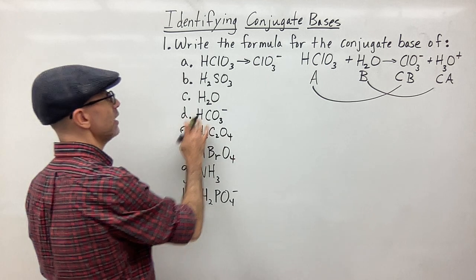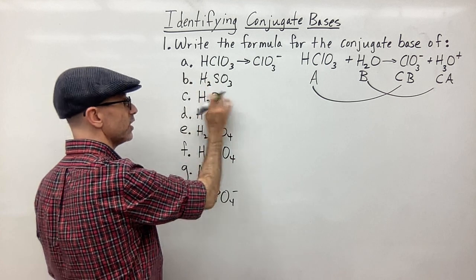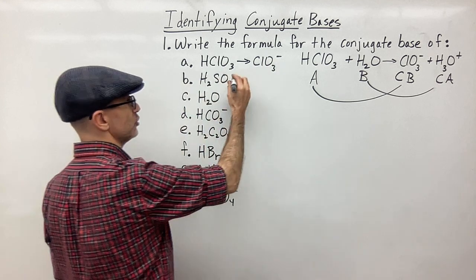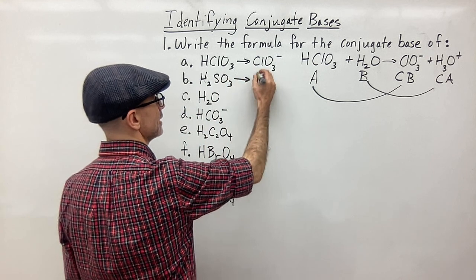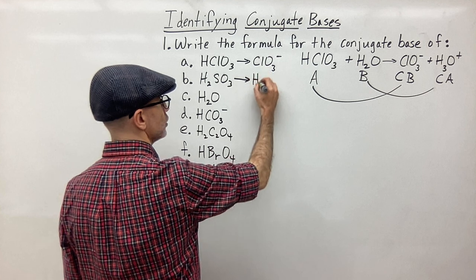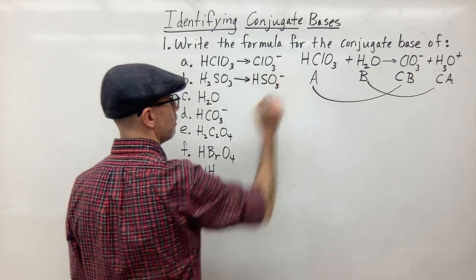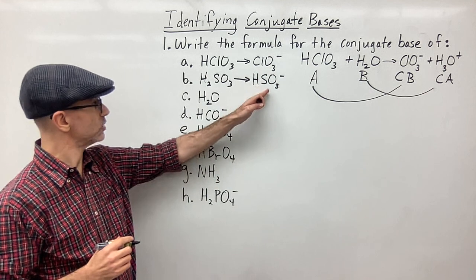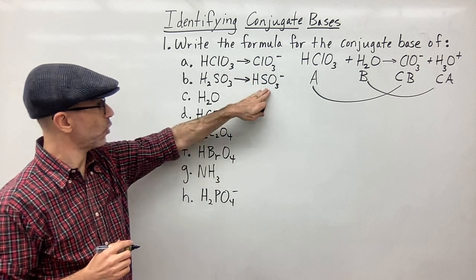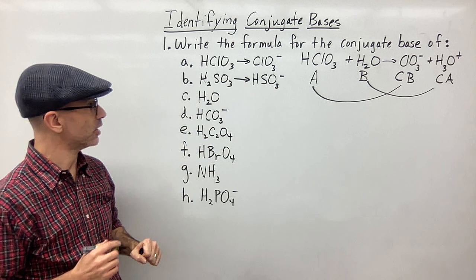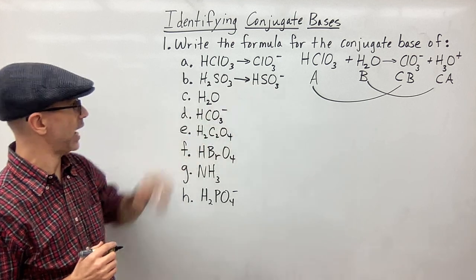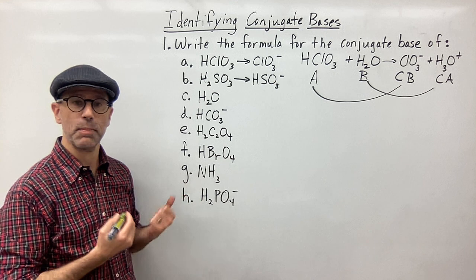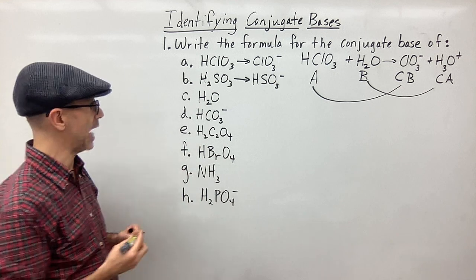If we go to B, in the reaction with water, this would donate a hydrogen to water. So it's going to lose a hydrogen, and what's left is the conjugate base, HSO3 minus. This is going to be the product, or the conjugate base, of this acid. Next, here we have water. Last time we saw water, it was acting as a base. Here it's going to act as an acid.